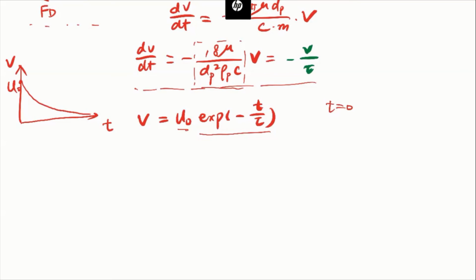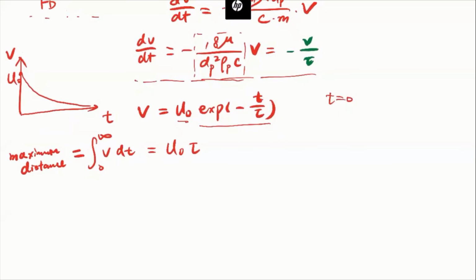So although the velocity won't reach 0, we can still calculate the maximum distance that it can travel. The distance is not going to increase infinitely. We can just integrate this velocity as a function of time from 0 to infinity and calculate the maximum distance that it can travel. You can find out that this distance is just u0 multiplied by tau.